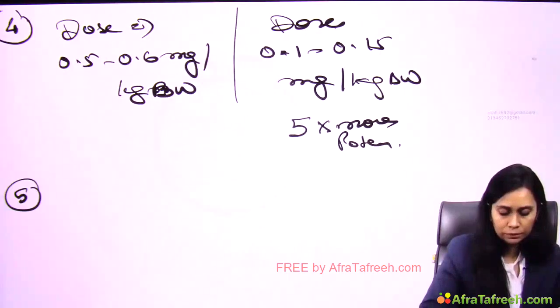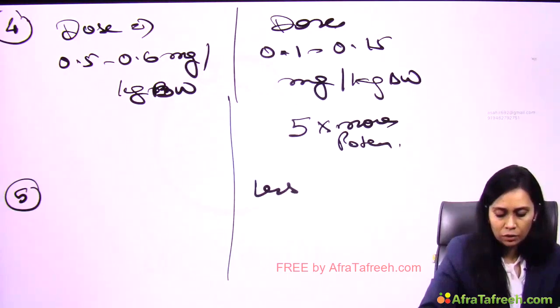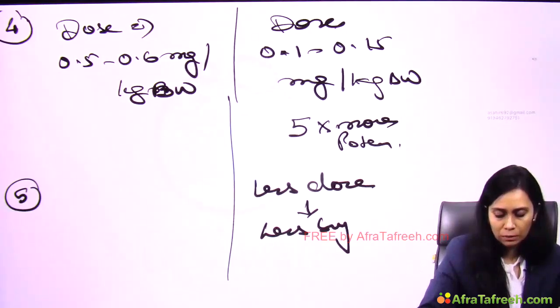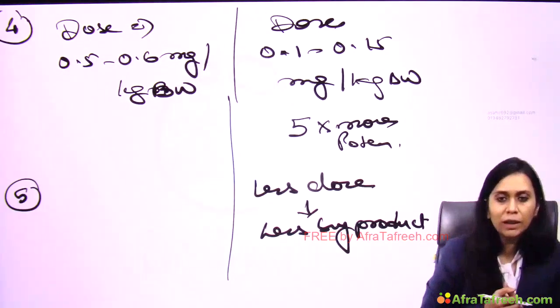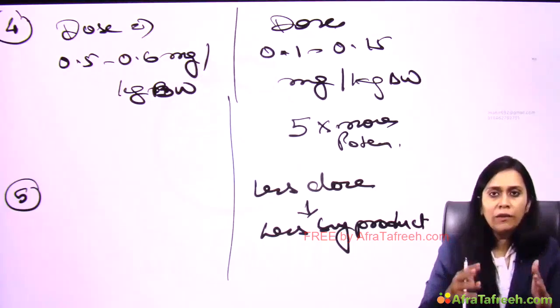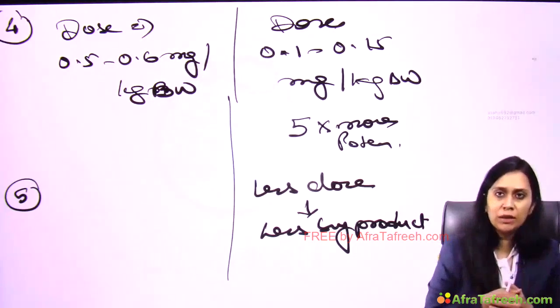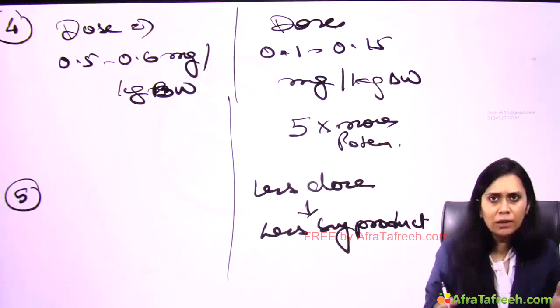Fifth point, less dose, less byproduct. Less dose, less byproduct. Got it? So definitely cis atra is less epileptogenic than atracurium. So this is the difference between atra and cis atra.